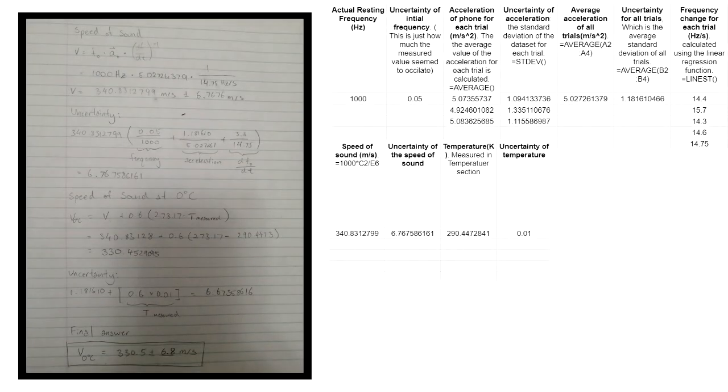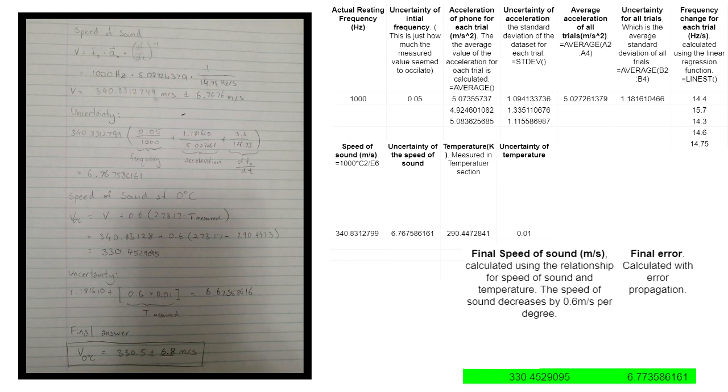Next, we average all trials and errors and then plug in the values into the derived equation. We propagate the uncertainties by adding each of the individual percentage uncertainties. The calculated value is 340.83 plus or minus 6.77 meters per second.